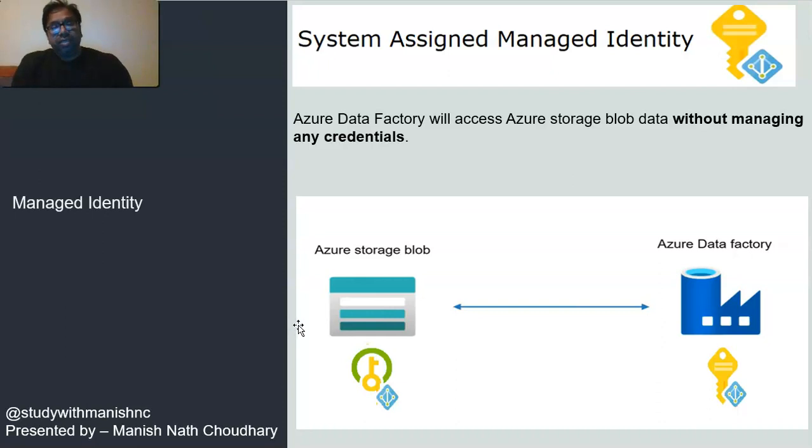Now you can see in the system assigned managed identity, for example, Azure Active Directory wants to connect to Azure Blob Storage. Azure Active Directory will work like a managed identity, and in this managed identity we give access to this Azure storage. With this particular key it gets access, so that it can access the Azure Blob Storage without exposing any credentials.